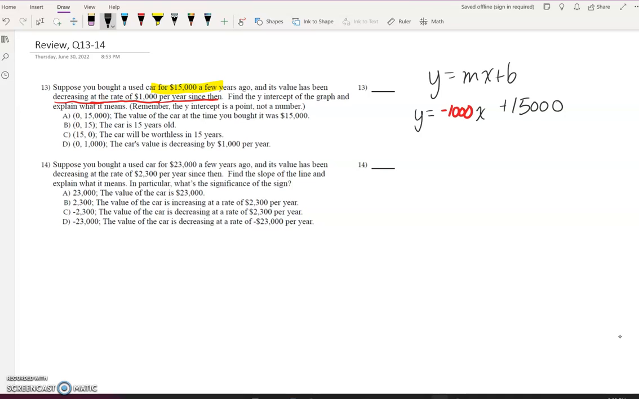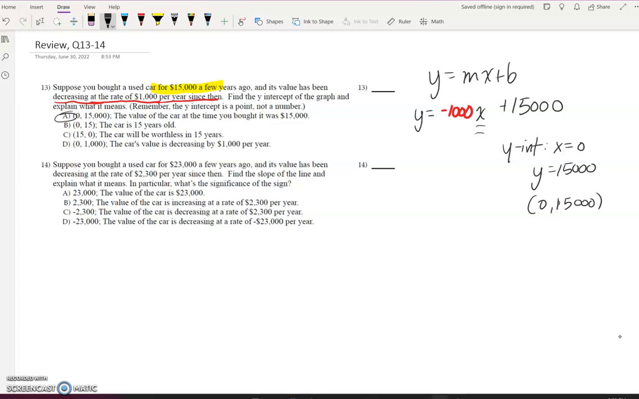And why is this important? What does it do? Because now, when no time has passed, the car is worth 15,000. When 1 year has passed, when x is 1, 1 times negative 1,000 is negative 1,000. Negative 1,000 plus 15,000 is 14,000. Now, again, the question didn't ask you to go that far. It asked you to find the y-intercept. The y-intercept, we know, is when x equals 0. And when x equals 0, y is 15,000, which means this is the point (0, 15,000). And that is A.